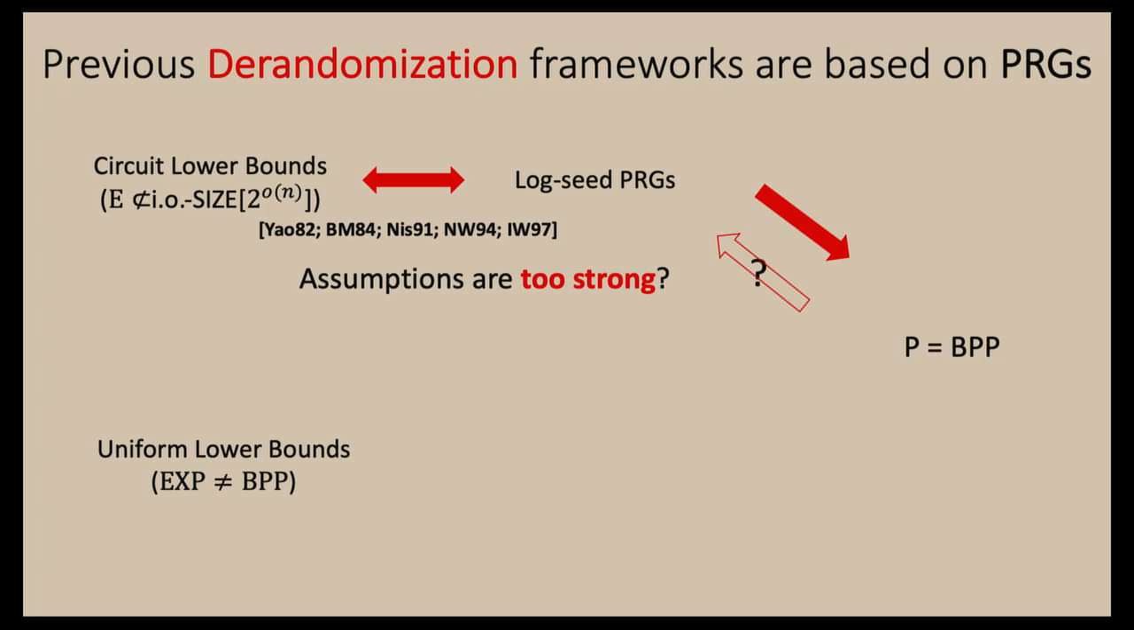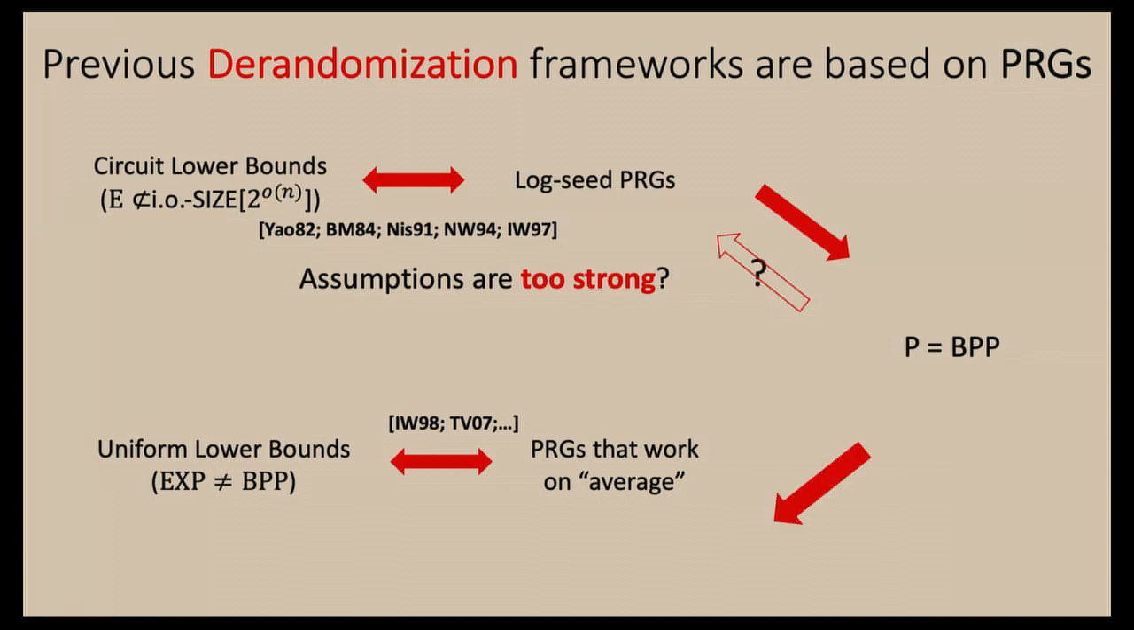Another line of work starts from weaker lower bounds, like a uniform one, for example, EXP not equal to BPP. They prove that such uniform lower bounds are actually equivalent to PRGs that work on average. Average-case PRGs can get you average-case derandomization, like for every polynomial time randomized algorithm, there's a deterministic algorithm that solves it correctly on most of the inputs. But that is not enough for P equals BPP. You can show it's actually implied by P equals BPP. So maybe those uniform lower bounds are too weak because they are not enough for getting the worst-case derandomization, P equals BPP.